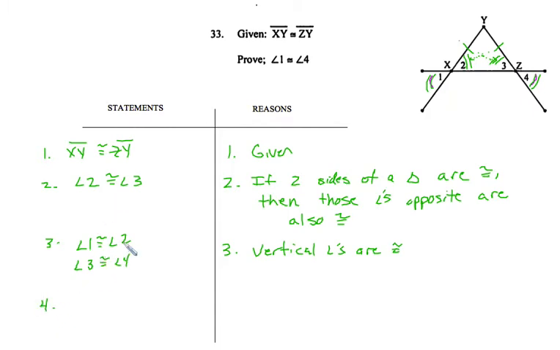If 1 matches 2, and 2 matches 3, and 3 matches 4, then angle 1 is congruent to angle 4 because of the transitive property.